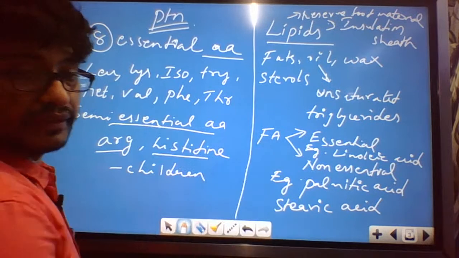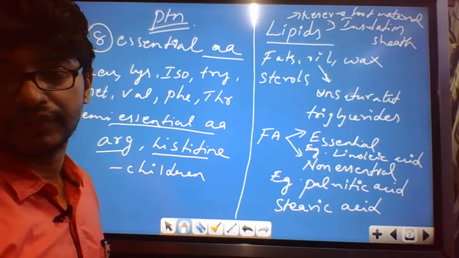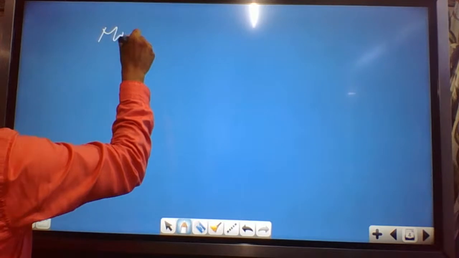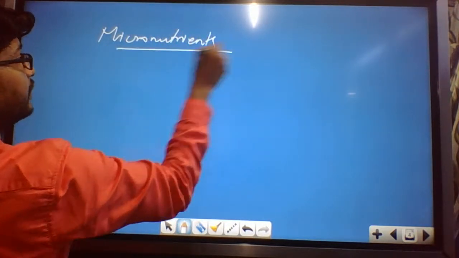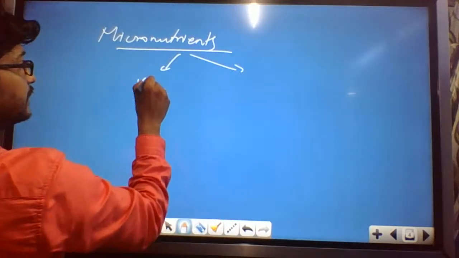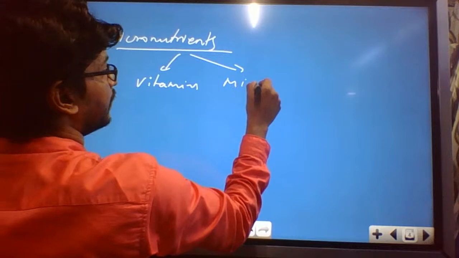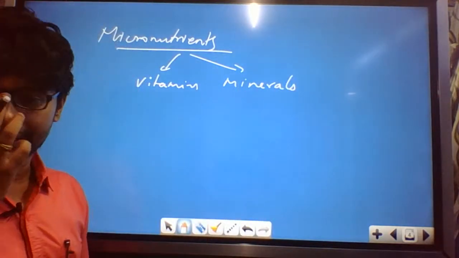So we completed the first part, that is the macronutrients. Then we go to the micronutrients. Okay, and when we talk about micronutrients, vitamins and minerals. You would have studied in the lower class, vitamins are classified into two types.